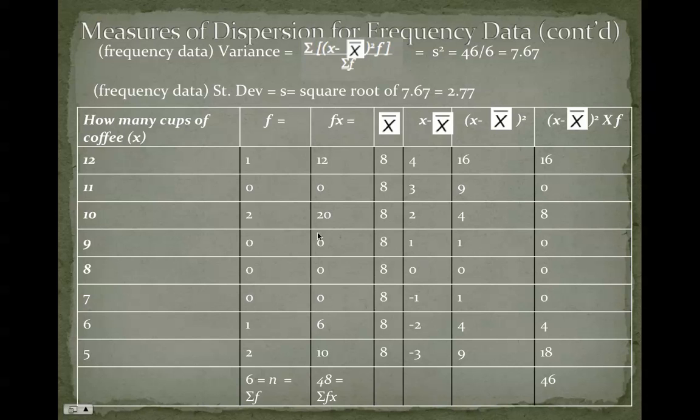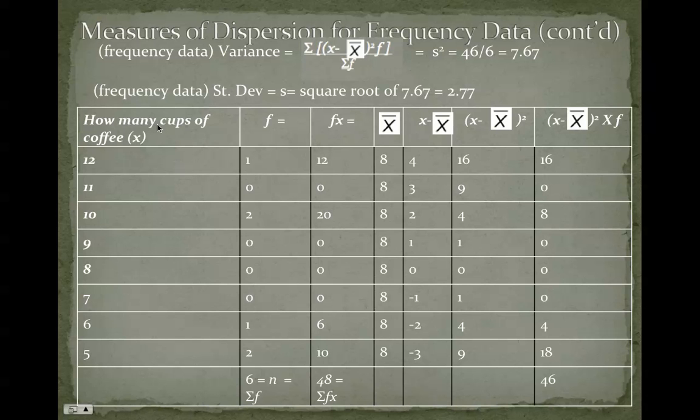So here's another table of frequency data. Again, the variance is calculated as the sigma of the x minus x bar squared times the f. Okay, so again, like we did for the mean, with frequency data, we had to multiply items by f. We're going to do the same thing for the frequency data for measures of dispersion.